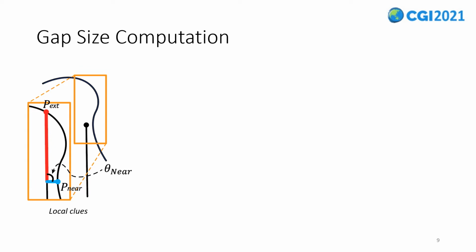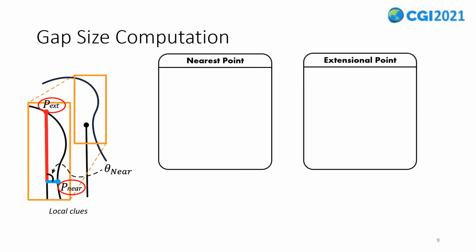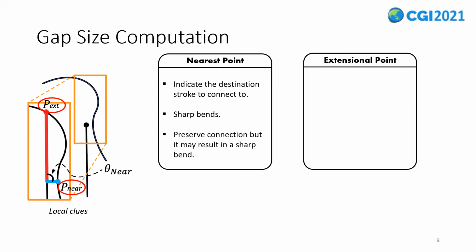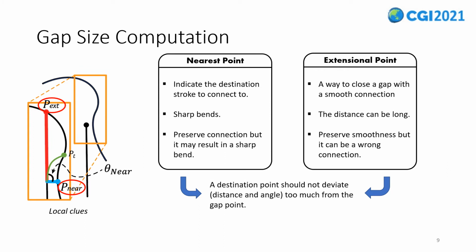To compute a size for a gap point, we consider two local clues, which are the nearest point and the extensional point. The nearest point usually indicates the destination stroke to connect to. However, sometimes it results in sharp bends. The extensional point preserves smoothness, but it can be far away, which means it may be a wrong connection. Therefore, the destination point should not deviate too much from the gap point. So we compute sizes by balancing both the distance and angle.